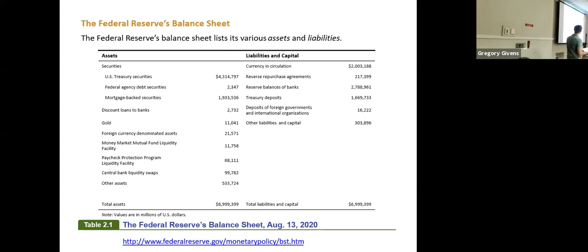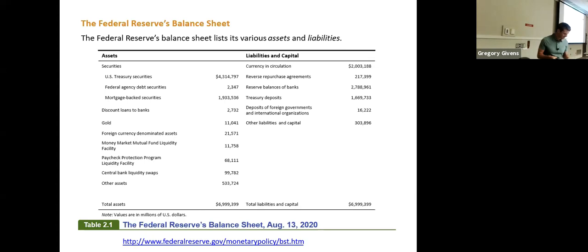Now, I should say that this is actually a condensed version of the Fed's real balance sheet. If you want to see what it really looks like, follow this link here, and it will show you all the different items. I've actually only picked out the ones that are really the most important for understanding how monetary policy works. All those other ones are in the last category down here.